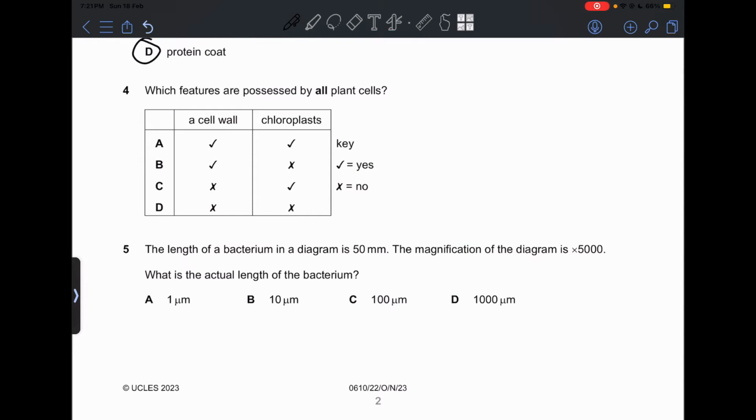Number 4, which features are possessed by all plant cells? So all plant cells must have a cell wall, but not all of them can have chloroplasts because some of them are root hair cells, for example, that are cells under the ground. They are in the roots, so they don't really need chloroplasts because they don't do photosynthesis because they are not exposed to sunlight. So our answer is going to be B.